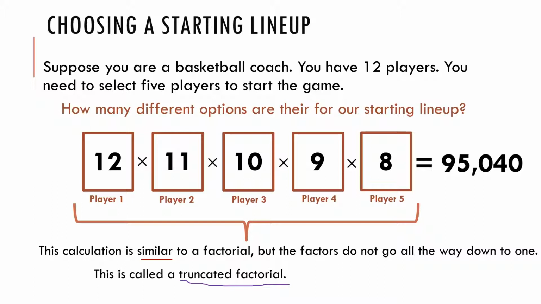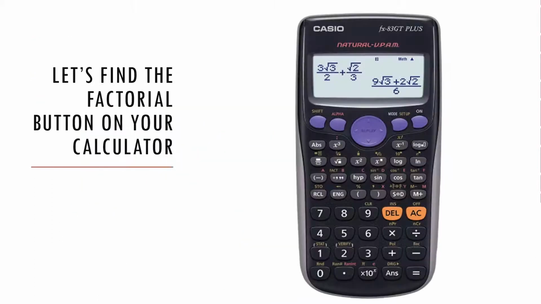All right, now let's look at some examples that are similar to, actually, that I took straight off of your homework. So this is exactly what your homework is going to look like. Oh, shoot, sorry. First, I need to show you where the factorial button is on your calculator. All right, then we'll do some examples.